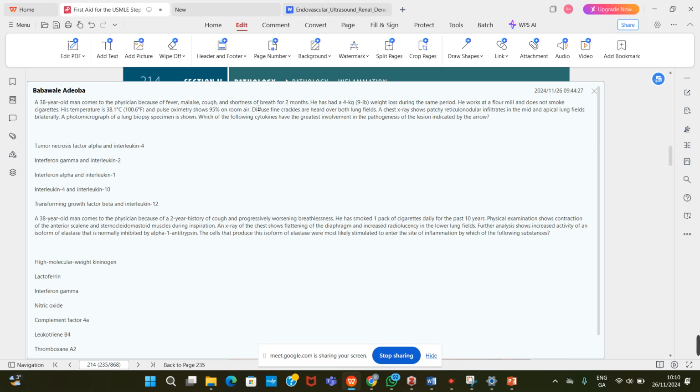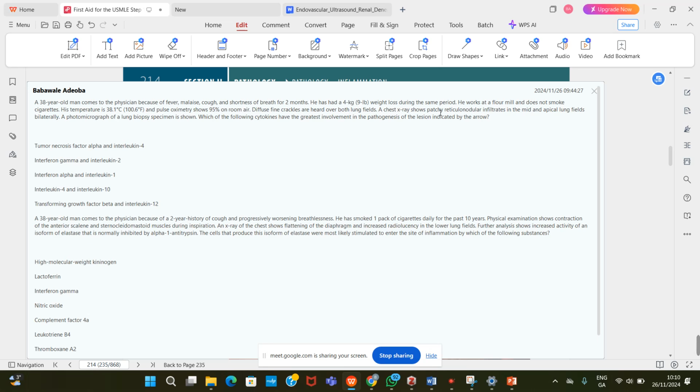cough, shortness of breath for 2 months. He has had 4 kg weight loss during the same time. He works at a flour mill and does not smoke cigarettes. The temperature is 38.1. Pulse oximetry shows a value of 95%. Diffuse fine crackles are heard over both lung fields.